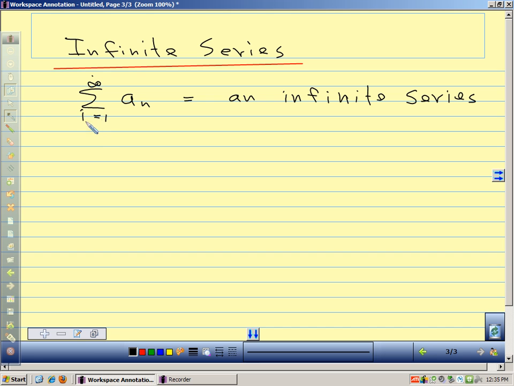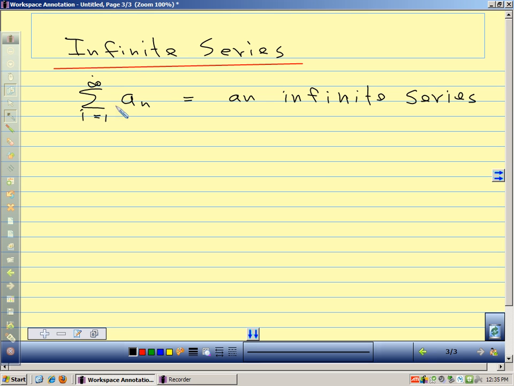So if we sum from 1 to infinity, we have an infinite series. We could sum from 0 to infinity, and certain types of series we will sum from 0 to infinity. Just for now, we'll keep our lower limit as 1. So anytime our upper limit is infinite, we have an infinite series.